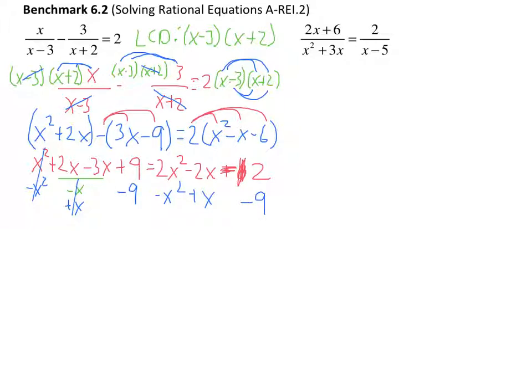And I end up with 0 equals, what did I do there? 0 equals, I don't know why I wrote an x there. 0 equals x squared minus x minus, looks like 21. So now I've got this kind of ugly equation. Actually, it's pretty nice. It's a quadratic.